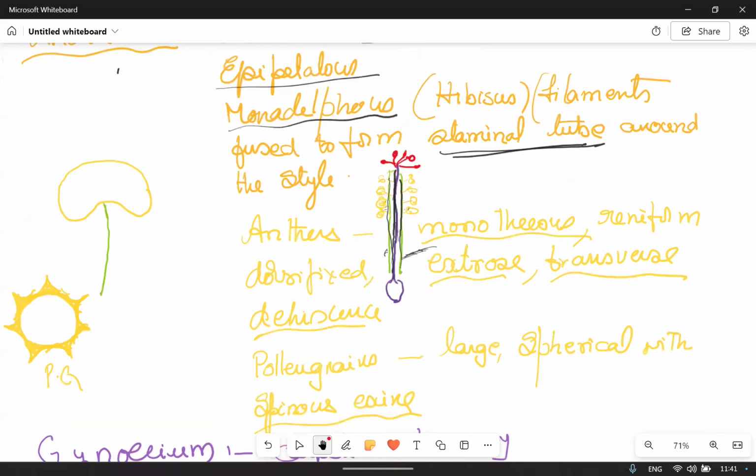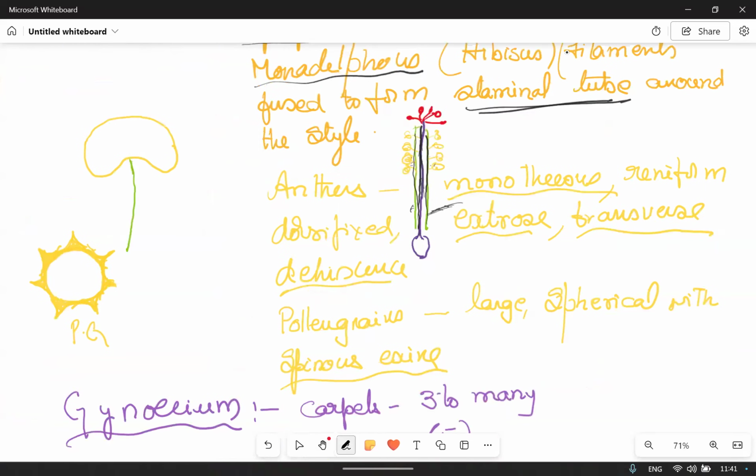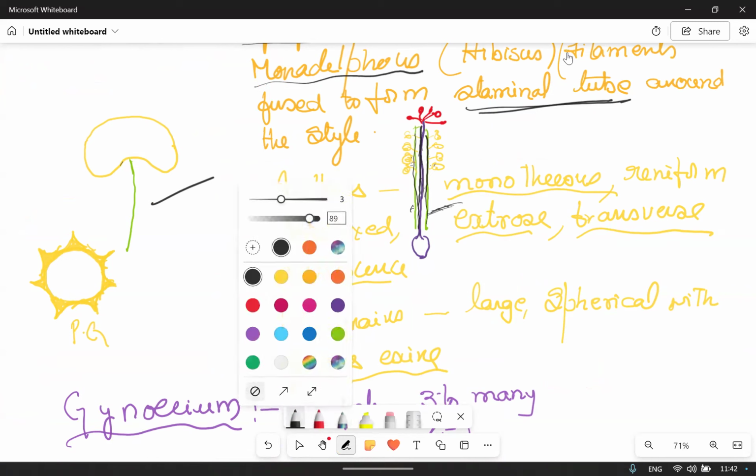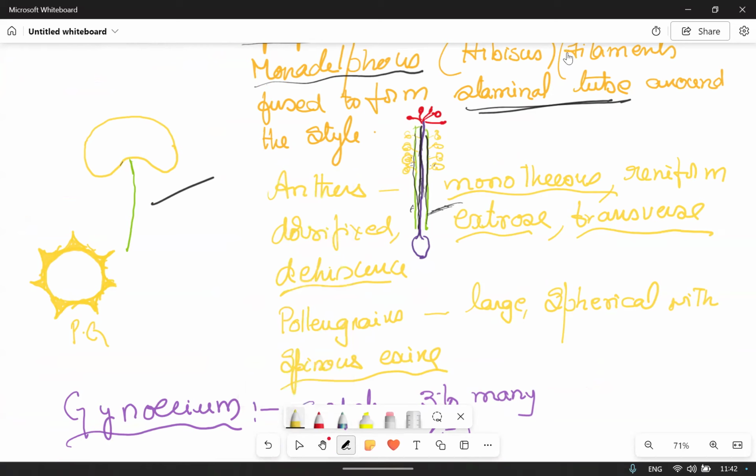Then, come to anthers. Monothecous anthers. Look here. Monothecous anthers mean how many anther lobes are present? Only one anther lobe is there. Is there any connective? Normally in a dithecous anther, you can see the connective. But here, that connective is not present. It is a monothecous anther.